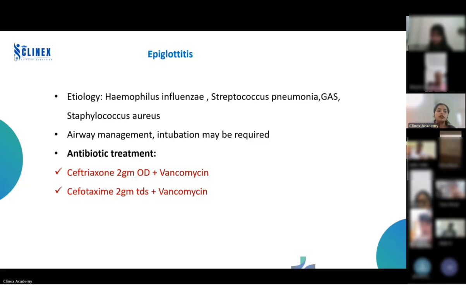Epiglottitis is again a severe condition where you need airway management, because the patient will have difficulty in swallowing, and intubation may be required in these kinds of patients.